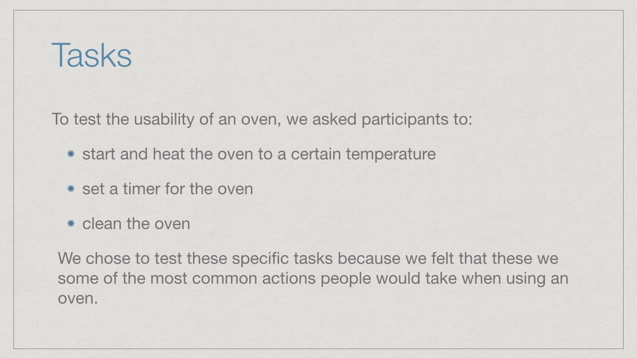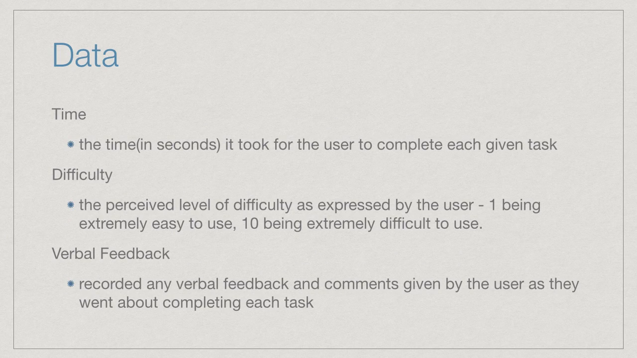We chose these tasks because we felt that these were some of the most common actions people would do when using an oven. Our data for the three tests were time in seconds it took for the user to complete each task, difficulty from 1 to 10, 1 being the least difficult and 10 being the most difficult, and verbal feedback of any comments and/or critiques of using the ovens.